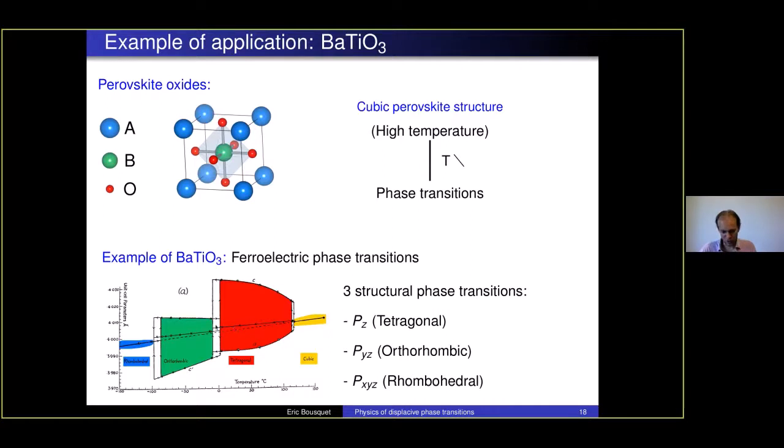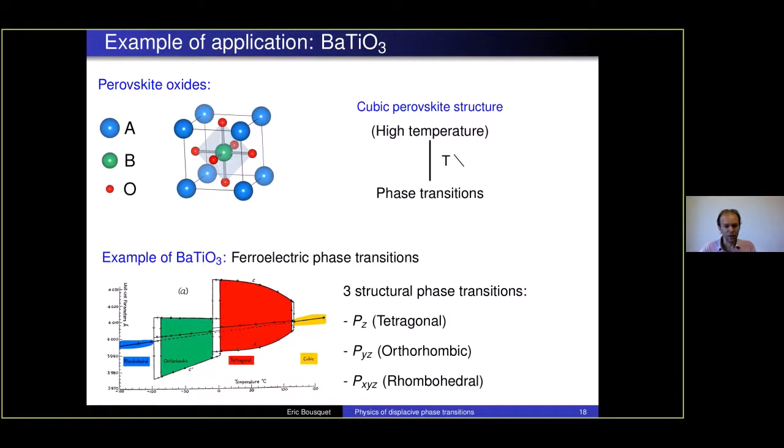Then when you continue to cool down, you observe a second phase transition where the polarization is no longer in one direction, it is in 2 directions, and the system is orthorhombic. And when you continue to cool down even more, around minus 100 Celsius, it becomes rhombohedral, where the polarization appears in the 3 directions together, X, Y, Z. Okay, this is what we have, and we want to simulate that with DFT atomistic simulation tools. This is what we want to do.